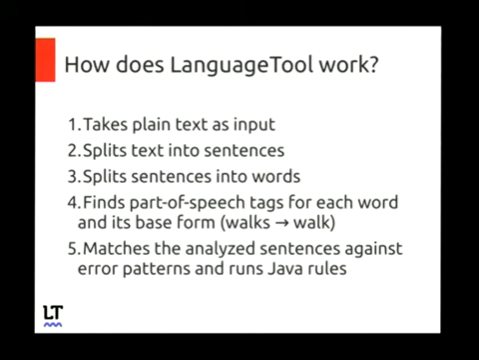And you will also find the part of speech tag for each word, which can be ambiguous. For example, in the case of walks, it can be a plural noun, or it can also be a third person singular verb. Now we have this analyzed text, and then over this analyzed text we run some Java rules, but most importantly we run over that some error detection patterns. These patterns are kind of the core of LanguageTool, and I'll now explain how these work.